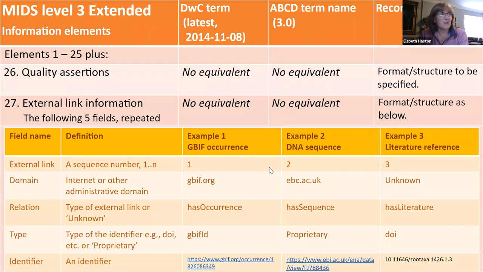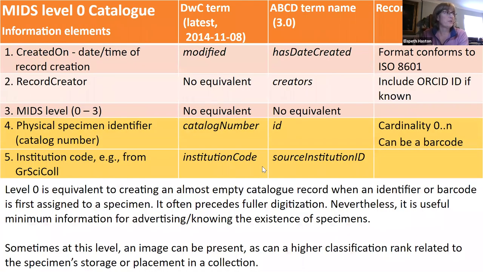MIDS level three, I've not really looked at, and I think it makes sense to do this in a hierarchical way, working through the different MIDS levels, starting potentially with MIDS level one, going to MIDS level two, getting those more sorted and clearer before going on to MIDS level three. And at the moment, I'm not really looking at MIDS level zero.